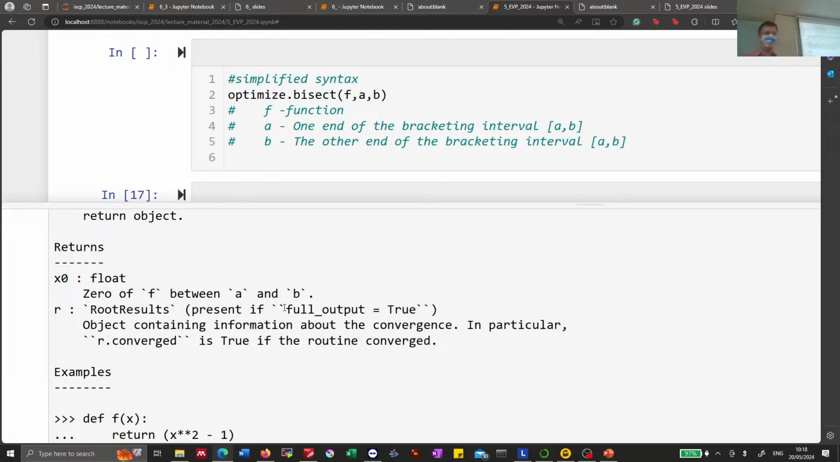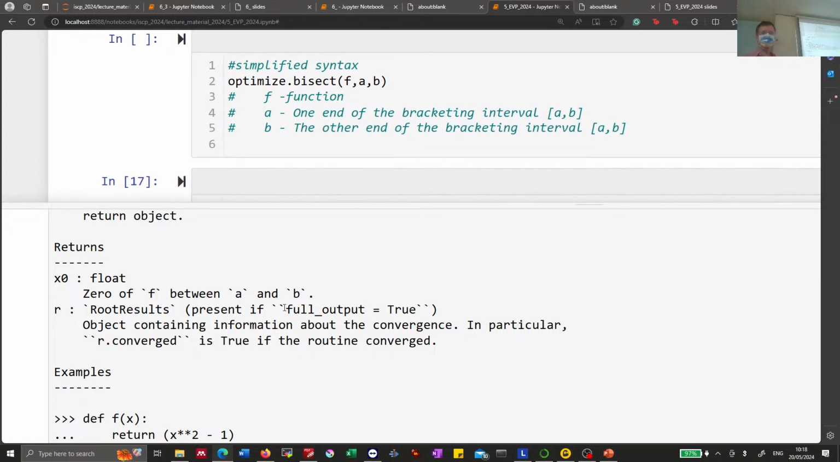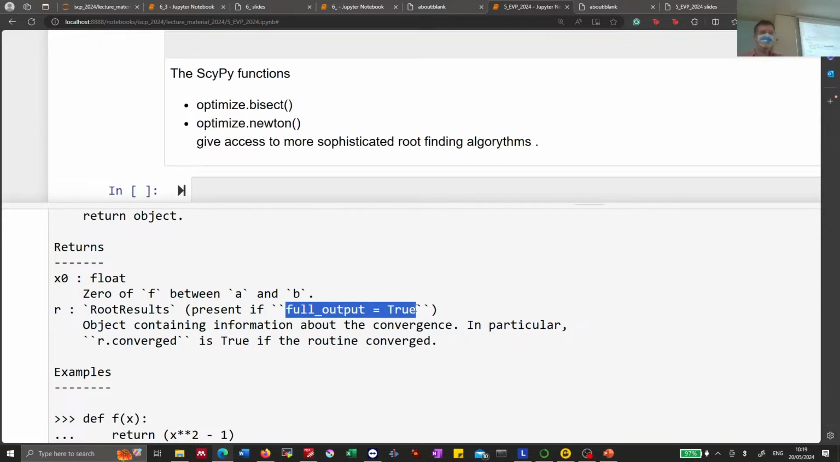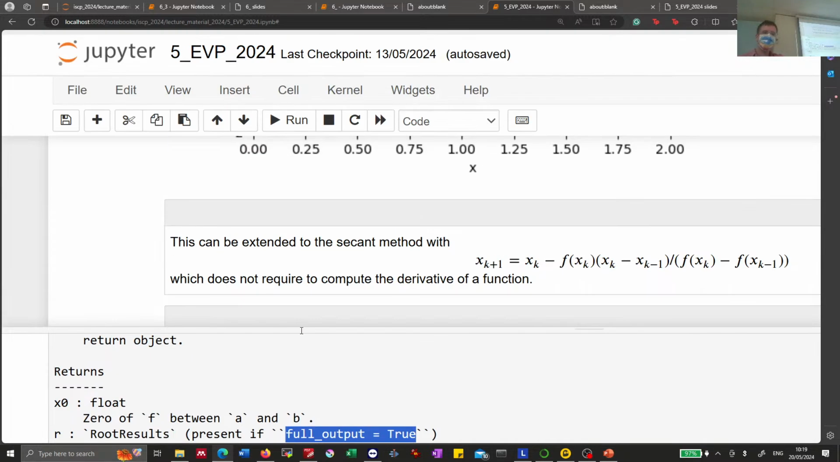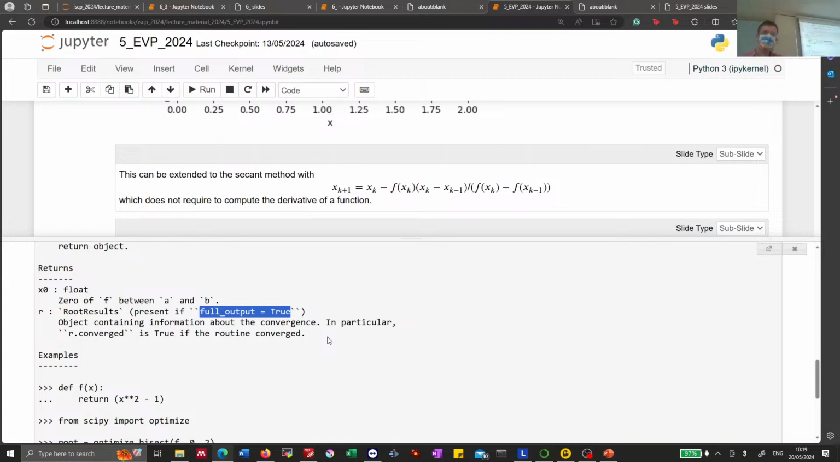So if you check the documentation, it tells you here the return value is the float zero of f between a and b. So that is the point between a and b. Now let's see. Can I scroll up here in the documentation? Is that possible?